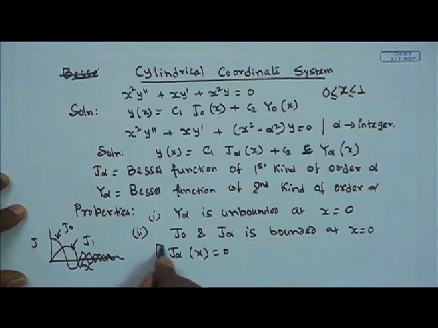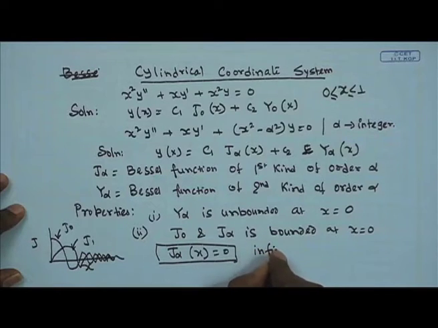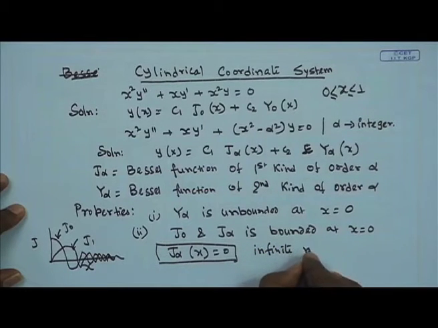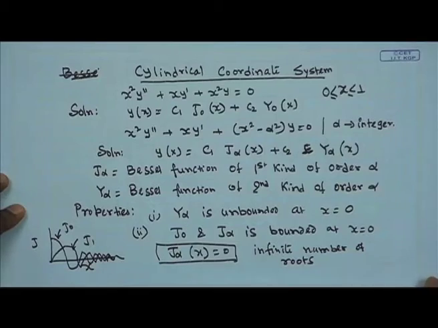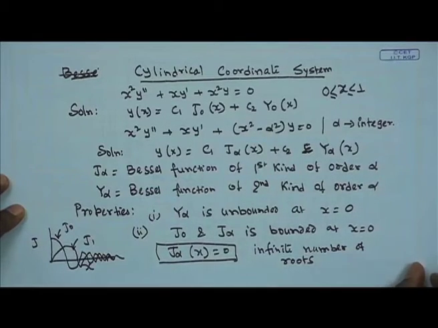So J alpha x will be having 0, and since it will be cutting infinite number of times, there will be infinite number of roots obtained of this equation. So each of these roots is basically an eigenvalue to the system.